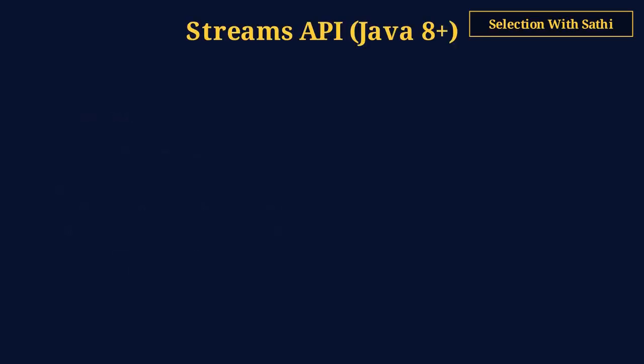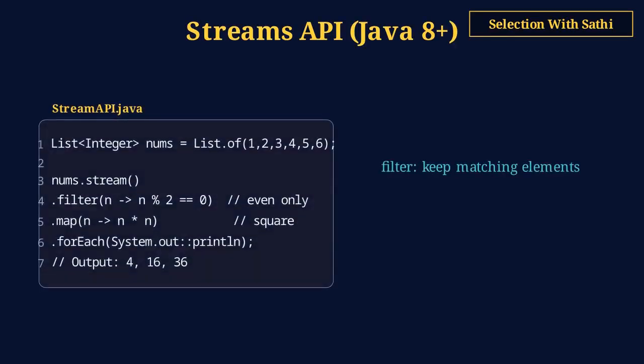Lambda expressions are anonymous functions. Syntax: parameters arrow expression. For a single expression, no return keyword needed. For multiple statements, use braces and return. Lambdas work with functional interfaces with exactly one abstract method.